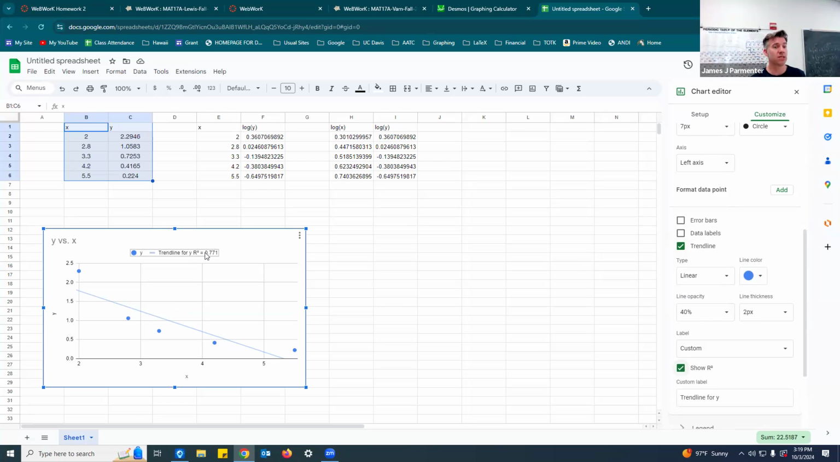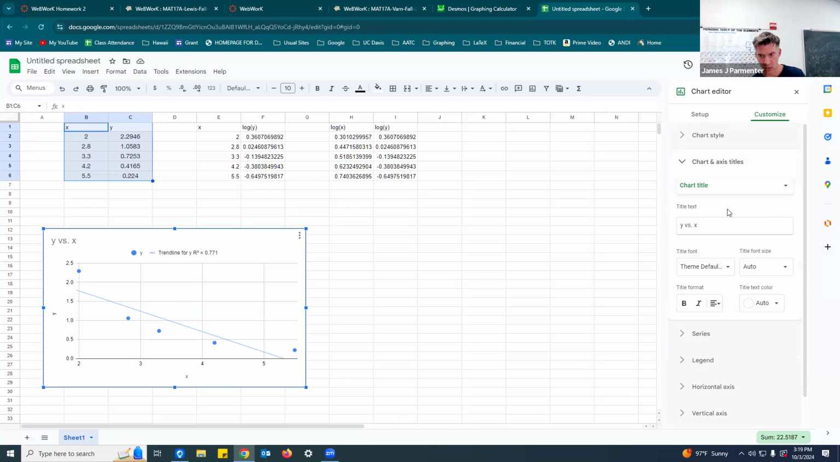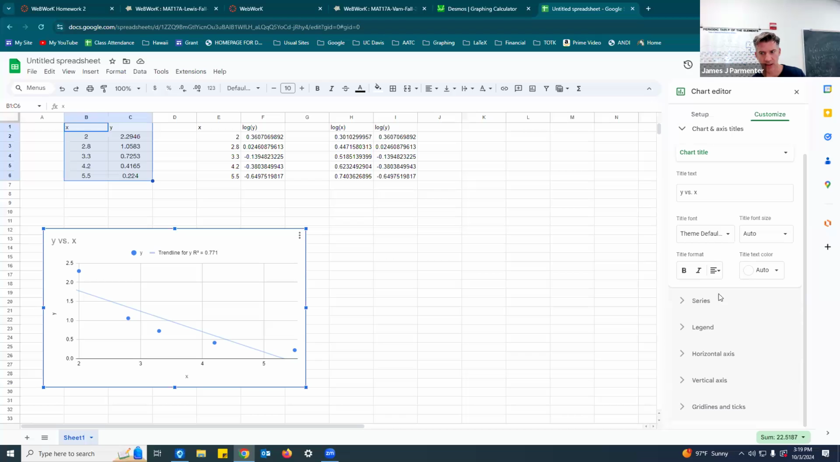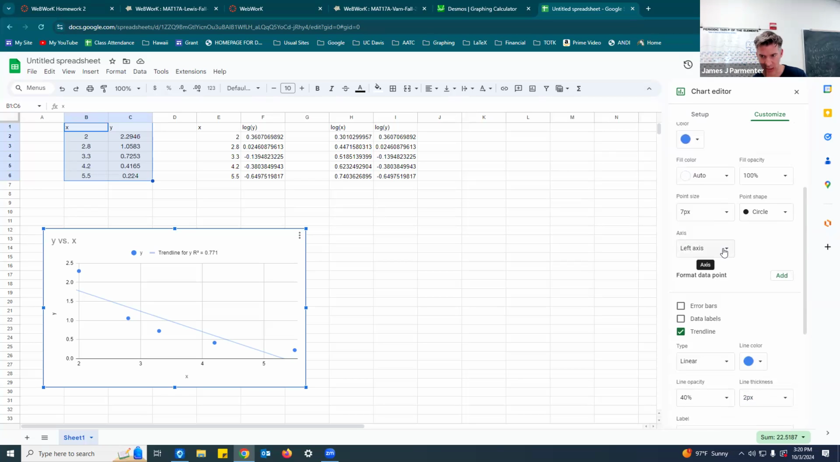So now we're going to do the same thing. Oh, and there's one more thing you can do, which I always forget where it is. I think it's on chart and axis titles. Why is it always hiding from me? Sorry, it's always hard to find this last piece. I don't really need it right now, but I want it.